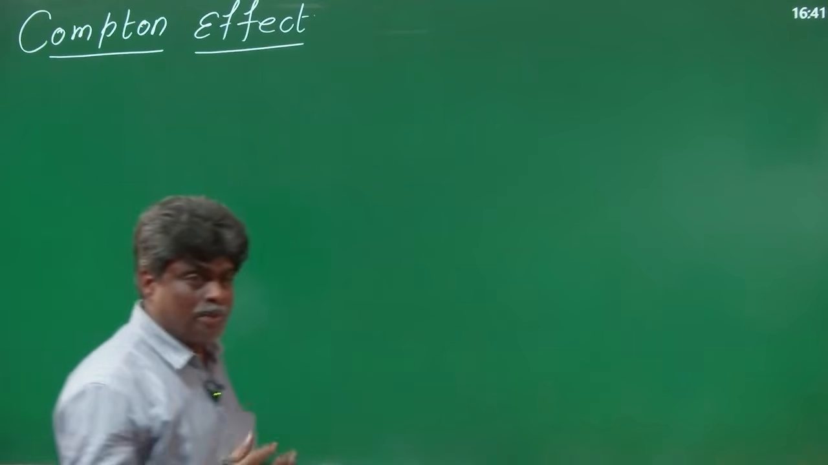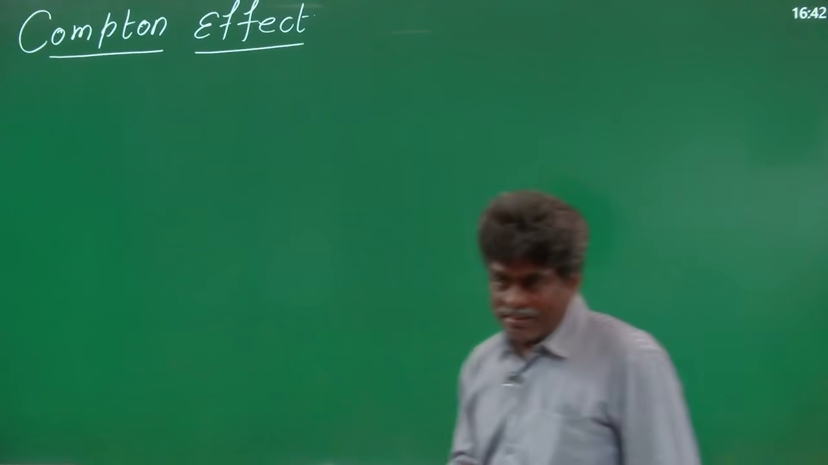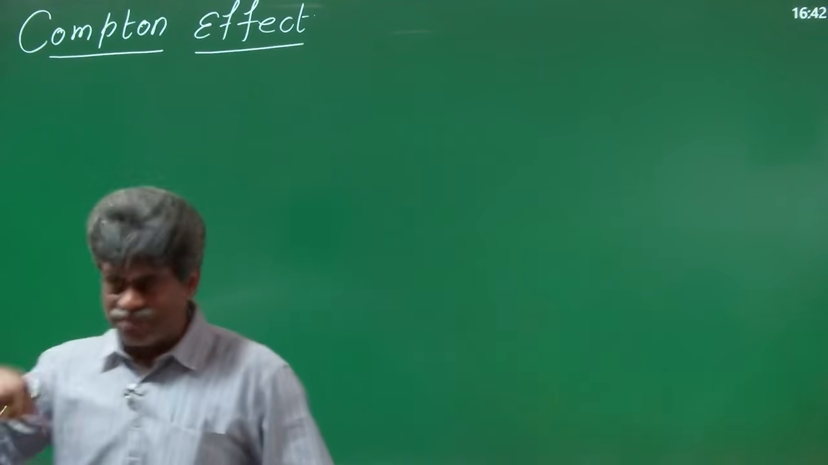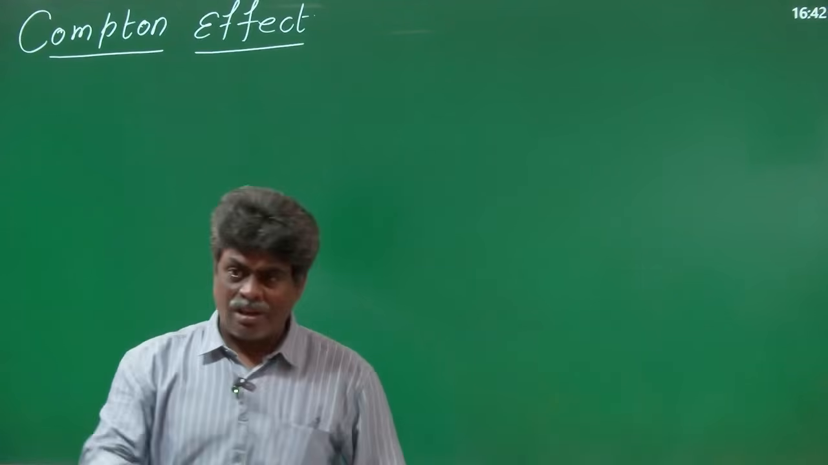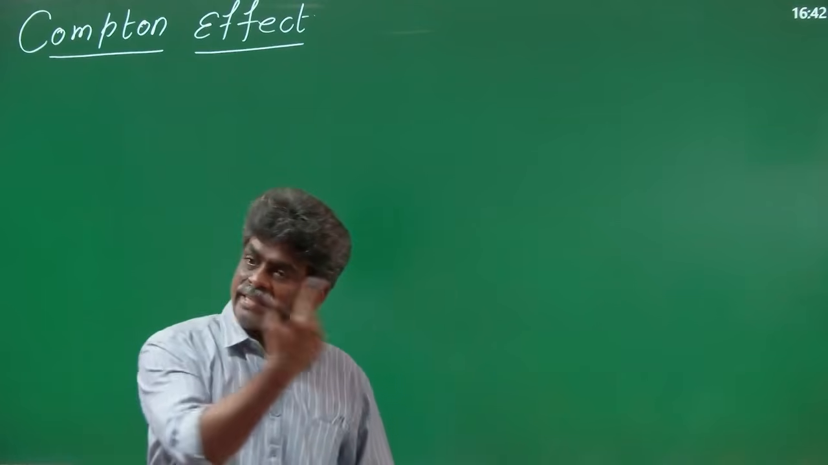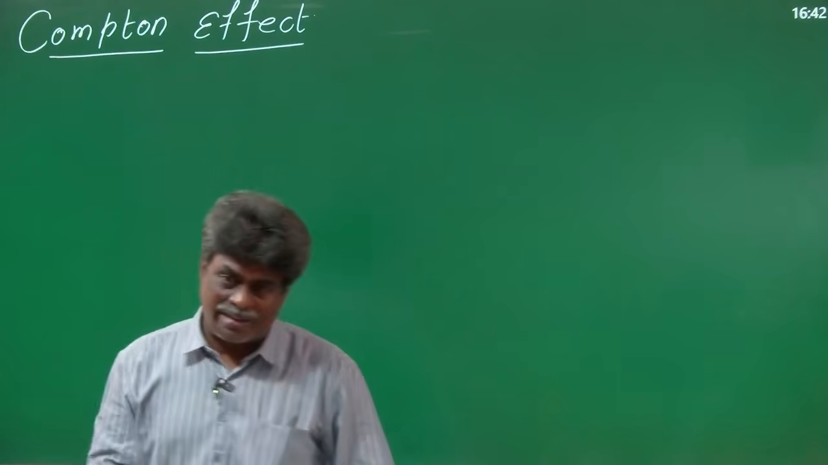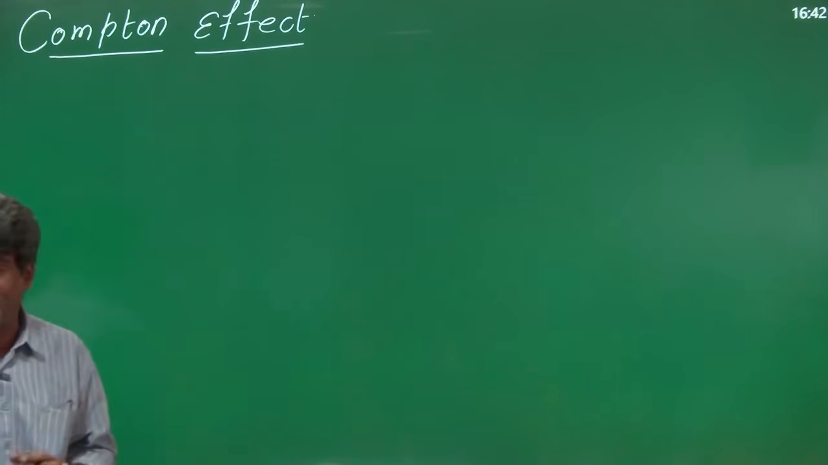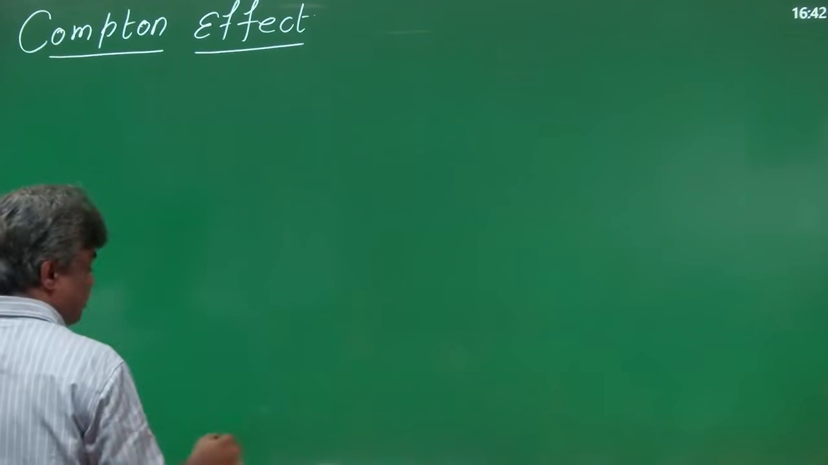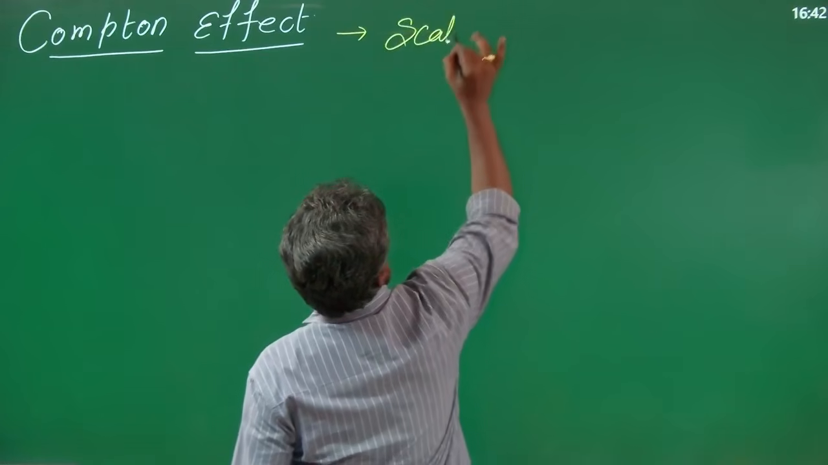So what is the problem with the classical theory? Whenever X-ray is scattered from a material, whatever the incident X-ray frequency, the scattered frequency also must be the same. Or whatever the incident wavelength, the scattered wavelength also must be the same according to classical electromagnetic theory. But Compton observed a little bit different thing. So let us discuss. Very important. All of you please listen. This is about scattering.